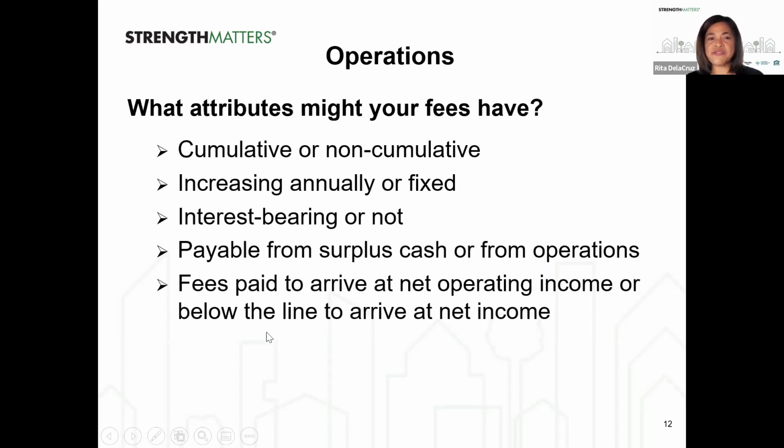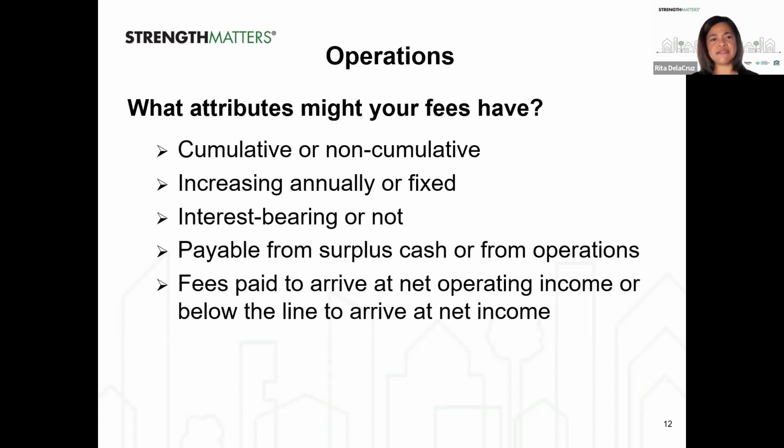Fees paid to arrive at net operating income. It's actually called above the line fees. So these are fees that you would record in order to get to the net operating income. And the line that we're referring to here is the net operating income. If it's a fee that is recorded above the line to get to the net operating income, it's what you call above the line fees. Or it's a fee that is below the line to arrive at the net income. Usually the below the line fees are payable from surplus cash, and we'll talk about that when we get to the next slide.